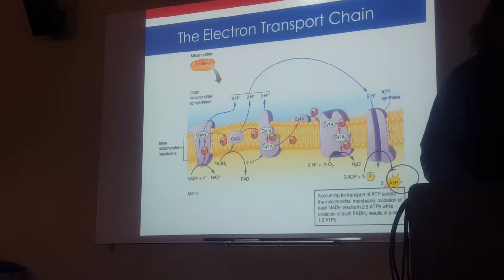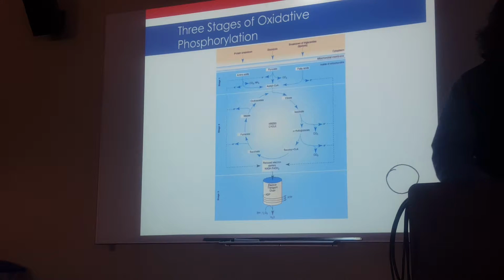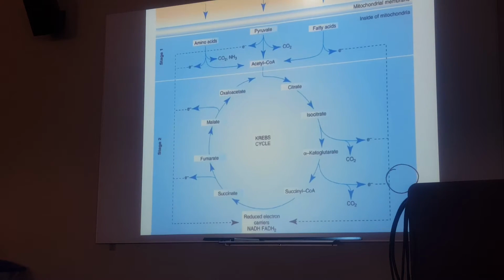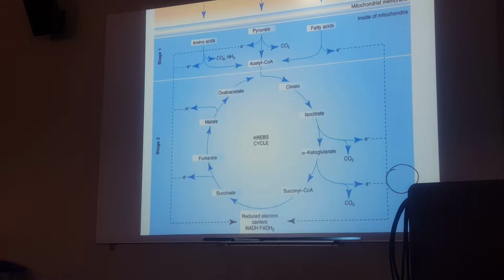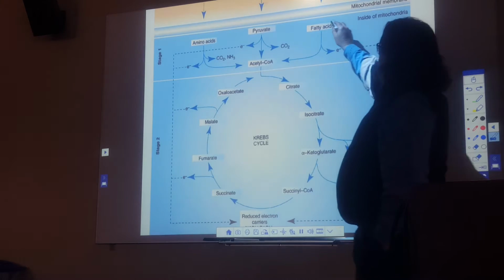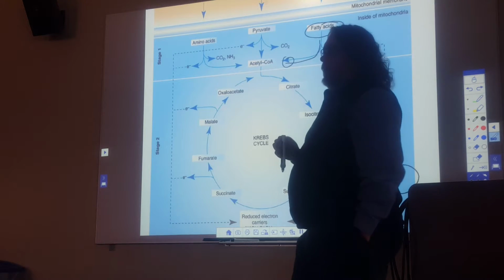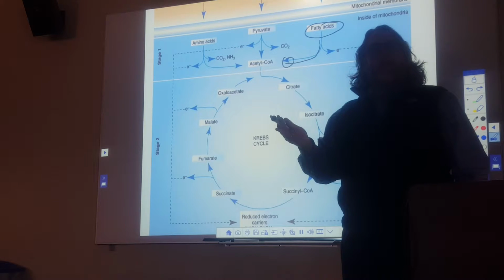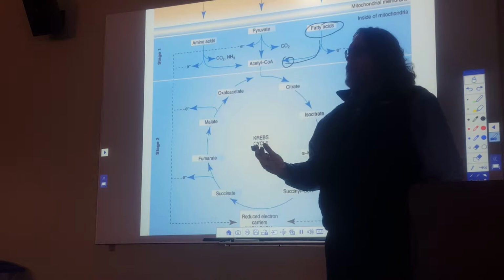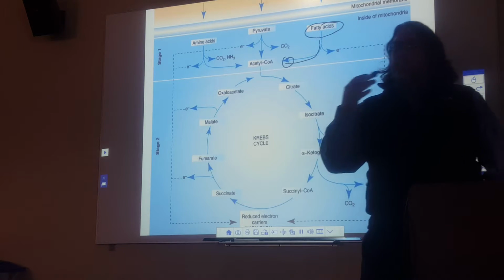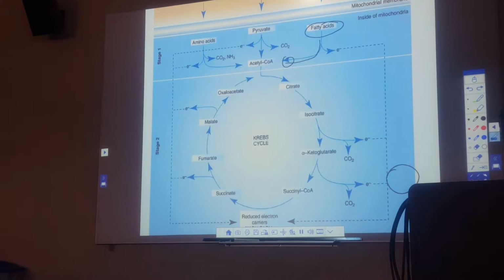So if we go back to a slide that I showed you earlier, where do fatty acids come into this? Right here. Okay, and then they're broken down to acetyl-CoA. Go through the Krebs cycle, go through the electron transport chain. So as each acetyl-CoA goes through, we'll produce 3 NADH, 1 FADH, 1 GTP that's converted to ATP.